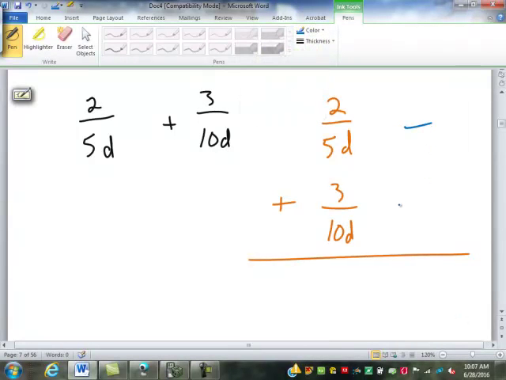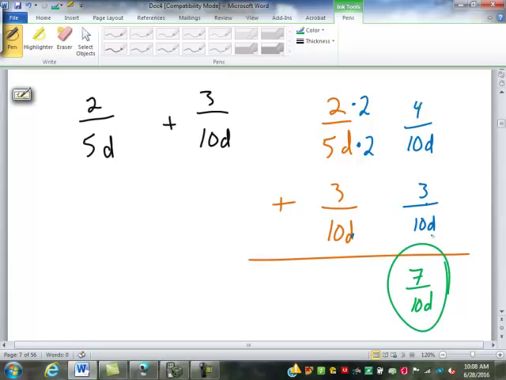Common denominator, 10d. Very good. Do I have to do anything to this one? Times 2, so this will be times 2 to make 4. Do I have to do anything to this one? No, so this is just the 3. And then 4 plus 3 is 7 over 10d. That one's not so bad, right?